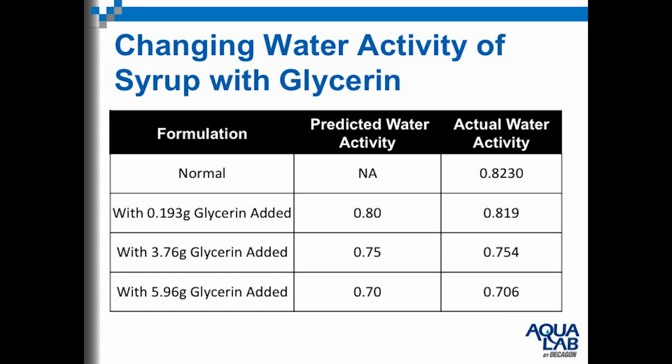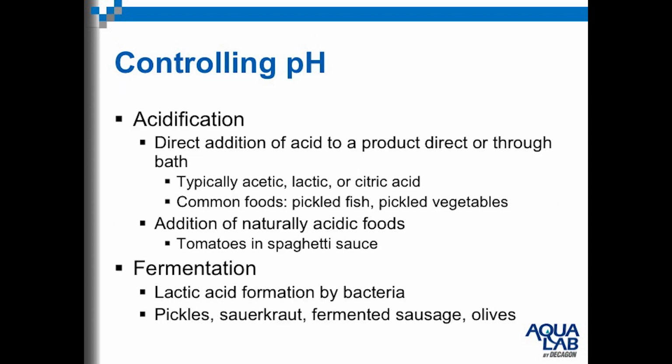The more ingredients, the more complex the product, obviously, the less accurate this prediction is going to be. But again, it's a very effective tool at getting you an idea of how much of a humectant you would need to add to your product in order to get an effective water activity change.